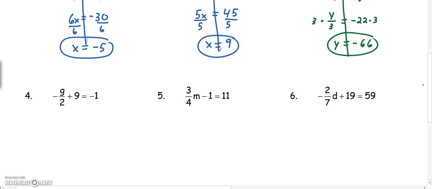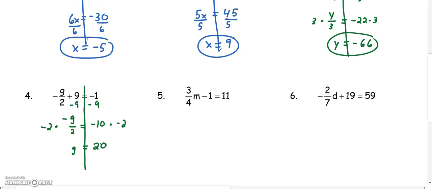Number 4, negative g over 2 plus 9 equals negative 1. So we have a plus 9. The opposite of that is to subtract 9 from both sides. So we have negative g over 2 equals negative 10. Then in order to get g by itself, I need to multiply by negative 2 because I want the g to be positive. So we have g equals 20.